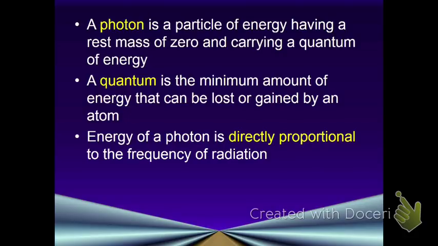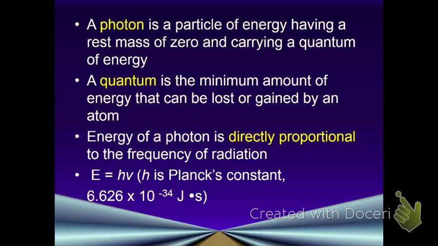So the energy of a photon, we talked about the quantum that can be lost or gained by an atom. And so now the energy of that photon is directly proportional to the frequency of the radiation. And if you were paying attention in that spectrum of the electromagnetic radiation, we saw that high frequency meant high energy because they are directly proportional. So if frequency goes up, so does the energy. If frequency goes down, then so does the energy. So that is a direct relationship.